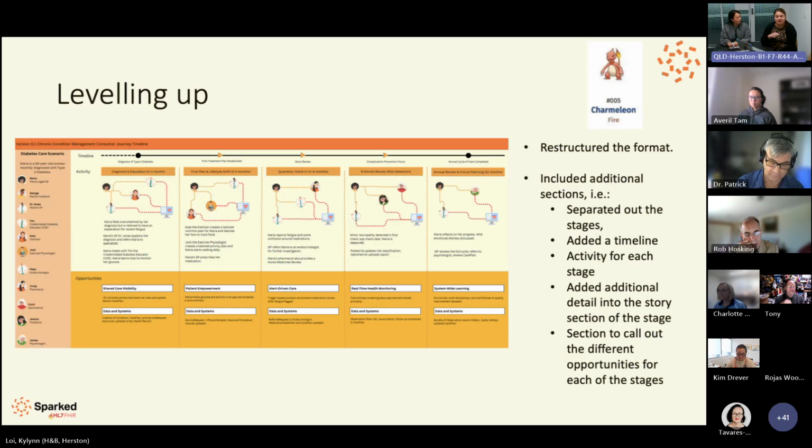So we added in a timeline across the top, an activity for each stage, and had different sections calling out the story and then trying to indicate who the care team members were and some of the opportunities at the different stages of the journey as well.